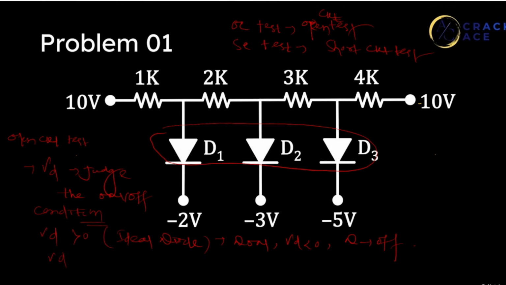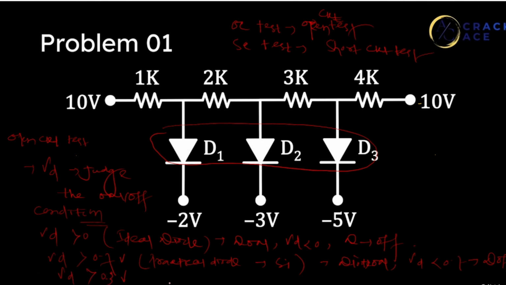Similarly, if VD is greater than 0.7 volt in the case of a practical silicon diode, then we can say the diode is on. And if VD is less than 0.7, the diode is off. For germanium, the cut-in voltage is 0.3 volt. If VD is greater than 0.3, the diode is on. If it is less than 0.3, then the diode is off.